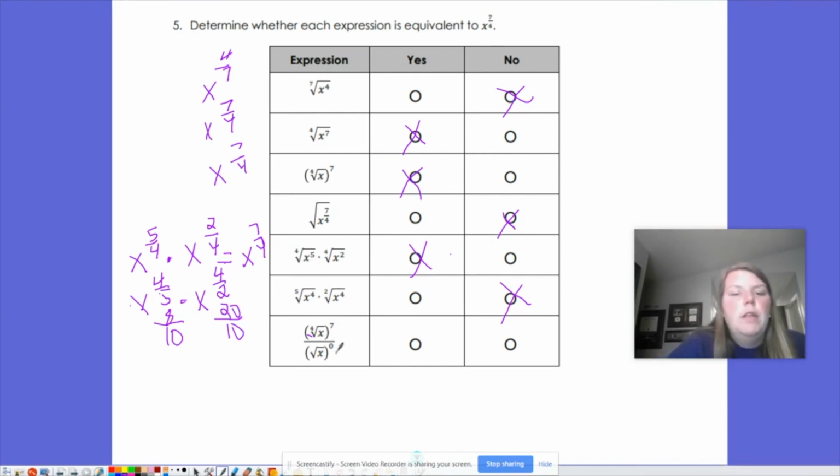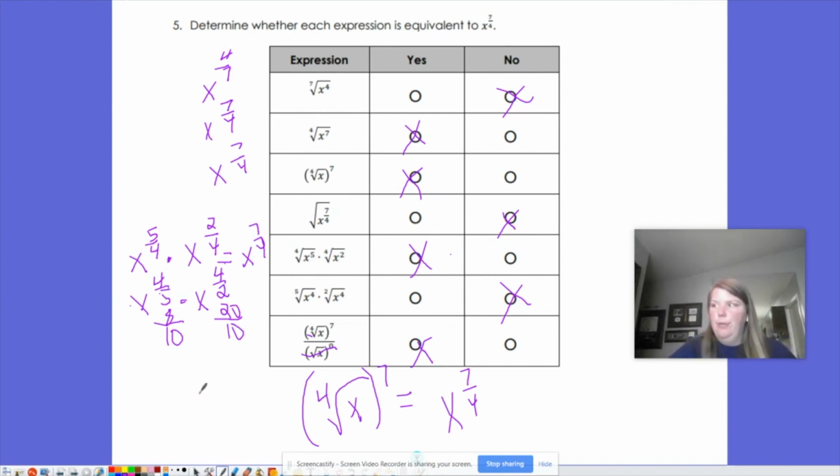And then the last one, remember I said in the previous video, everything raised to the 0 power is 1, so we're just left with the 4th to the 7th power, which we did say up there, does simplify to x to the 7/4. So the second, the third, and the last one were all correct. The other three were not.